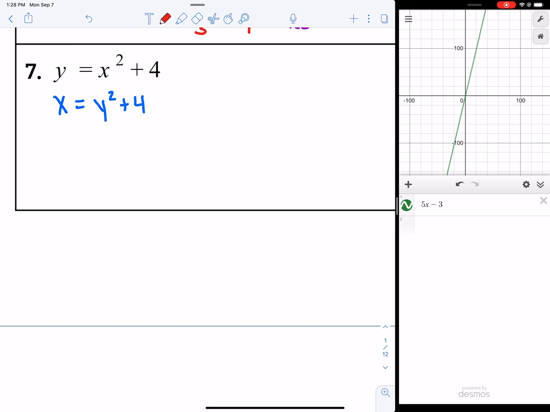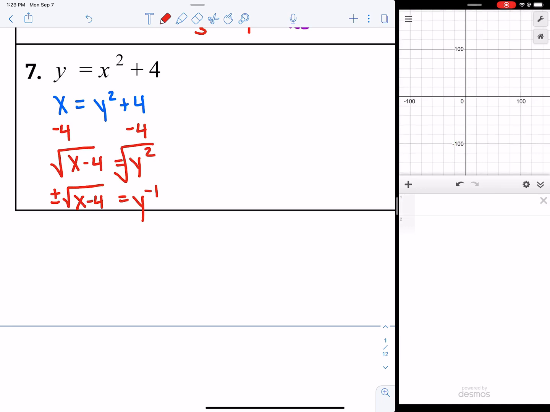So I switched x and y. Notice everything else stays the same. Now let's solve for y. So let's subtract 4. So I get x minus 4 equals y squared. Then let's take the square root to get rid of the square. And when you take the square root, you have to put plus or minus the square root of x minus 4 equals y. And then put your little -1 to indicate the inverse.